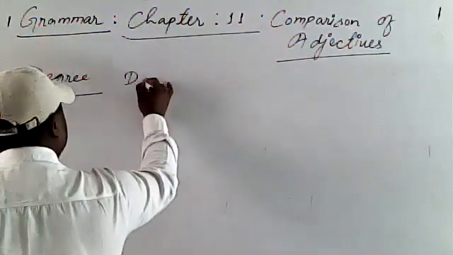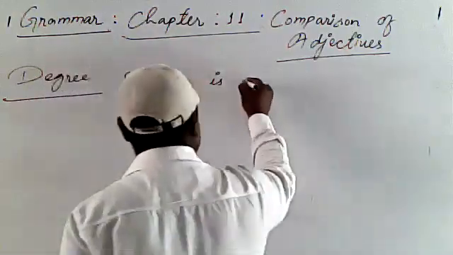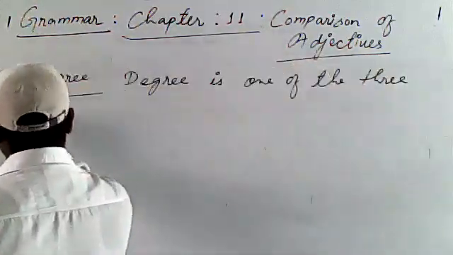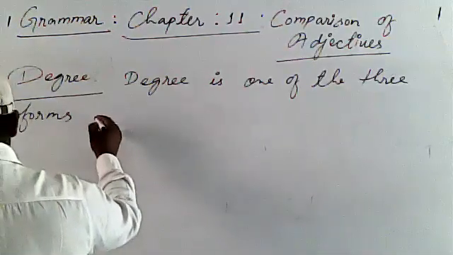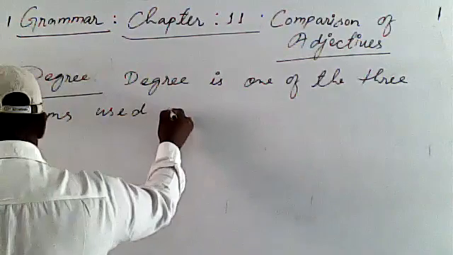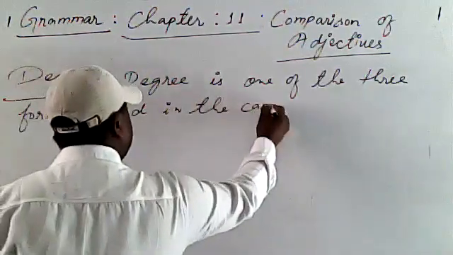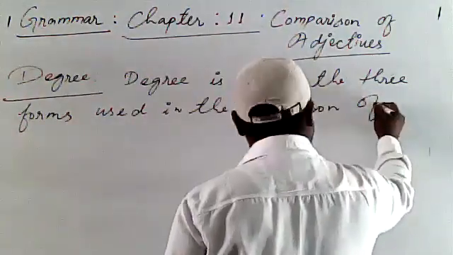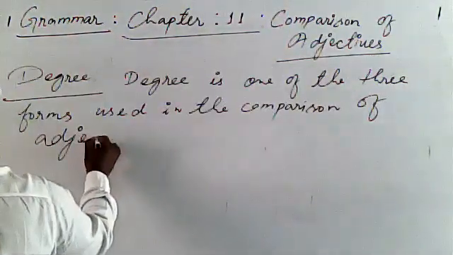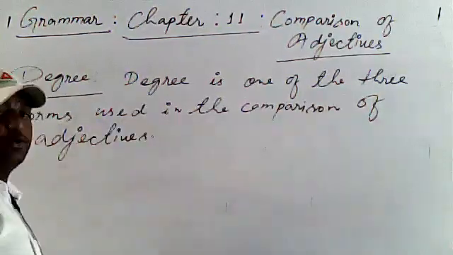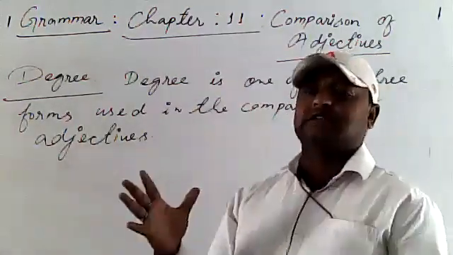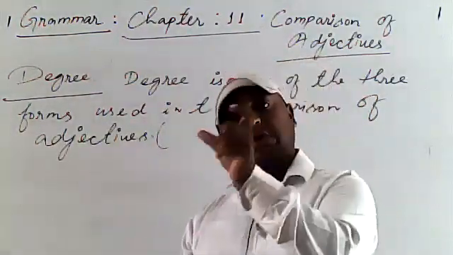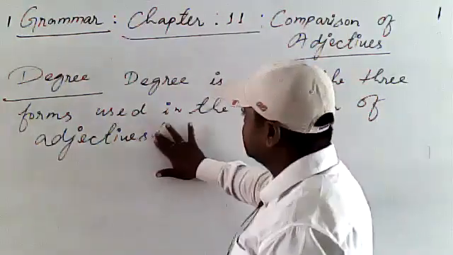Degree is one of the three forms used in the comparisons of adjectives. Students, look at the board. Yes, for comparing adjectives, any adjective. Adjective means what? The word which comes before a noun. Noun se pehle jo word aata hai, that is called adjective. Means that qualifies a noun. Okay. So here we can say, what is degree?